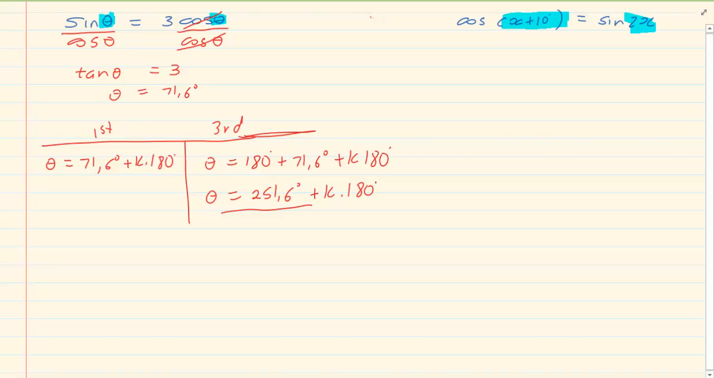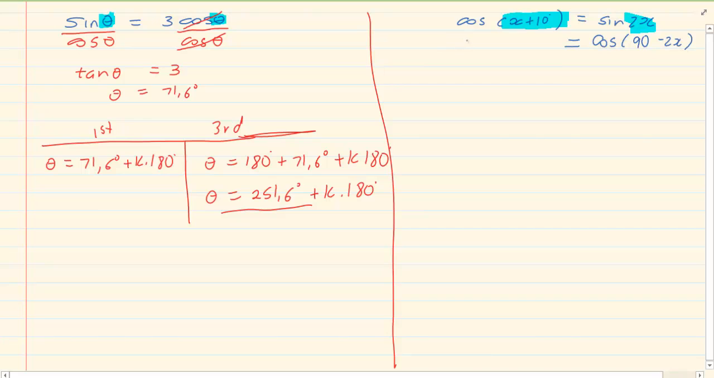Now let's look at the following sum. If we have cos x plus 10 is equal to sin 2x, we can't use the tan because the angles are not the same. So what we do is we use reduction. Sin 2x is the same as saying cos 90 minus 2x. From our reduction, we know if I say cos 90 minus 2x, when I reduce it, it will become sin 2x. Once we have the same ratios, we cancel it out.